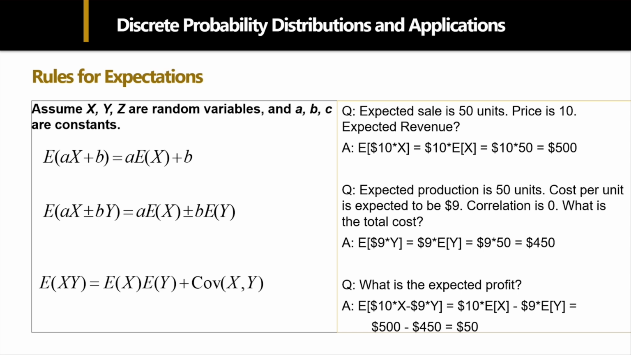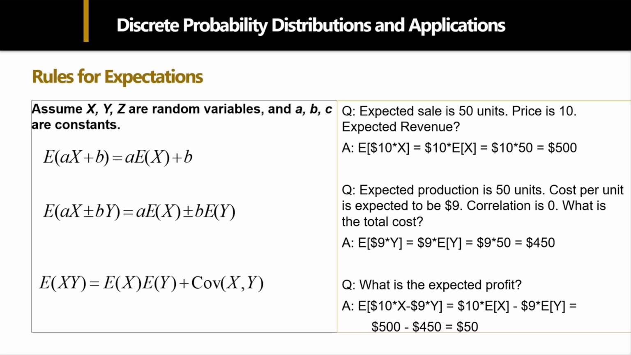If you add two expectations together and then multiply them by the constants A and B, then we have the second property there. We can split X and Y and pull out those constants A and B. If we multiply the two random variables together, that's when we have the product of the expectations of X and Y plus that covariance of X and Y. Let's take a look at an example.